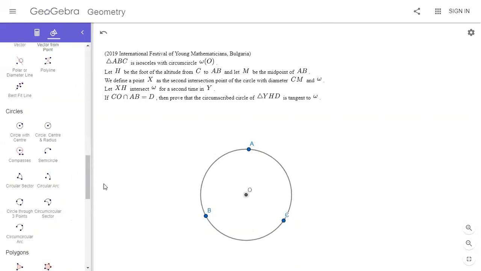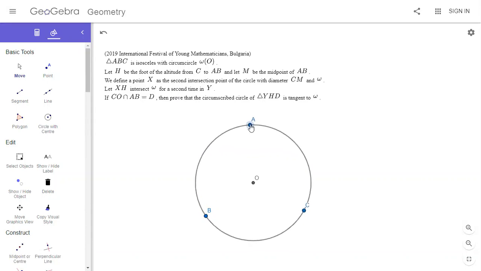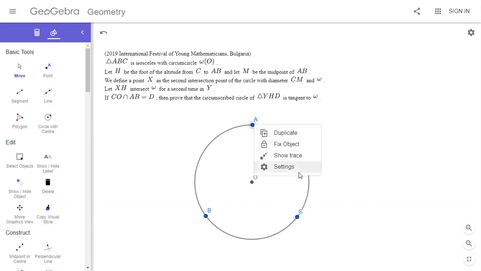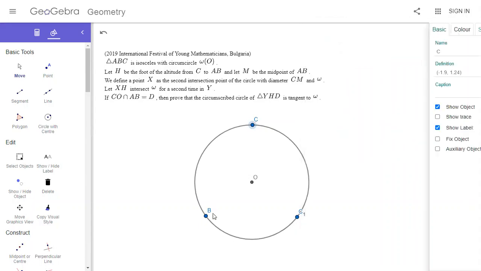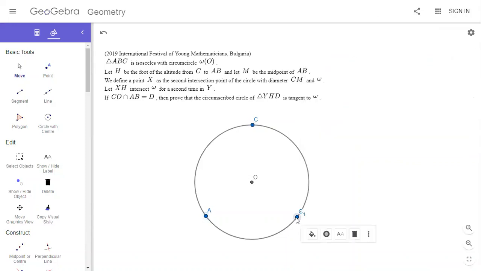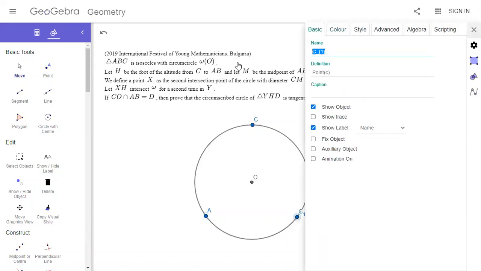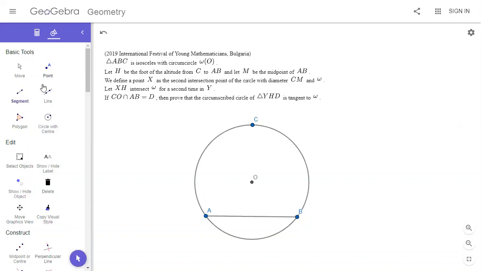Okay. H is the foot of the altitude from C to AB. Oh, they didn't say. Actually, I'm assuming C is this top point. But yeah, they don't say what if CA is equal to. But yeah, I think C should be the vertex. So H is the foot of the altitude from C to AB. All right, I'm going to cheat here. Call that H.